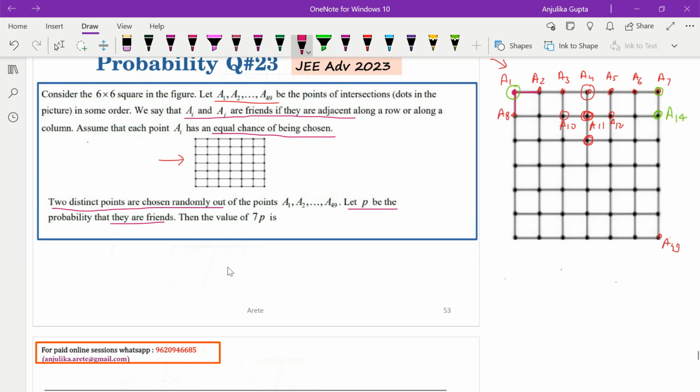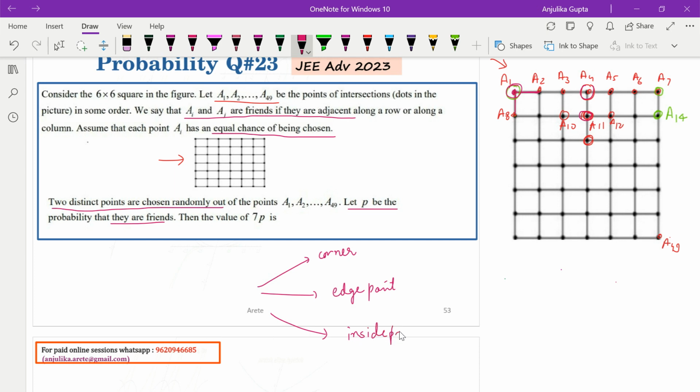Now what do you do? Of course, you start choosing points. So now you have already seen that the points fall in three categories. Either you have two friends, or you have three friends, or you have four friends. So, namely, if you are choosing a corner point, or an edge point which is not a corner, or an inside point, the point can be categorized into these three categories. And why are we doing so? Because the probability of choosing each is different.